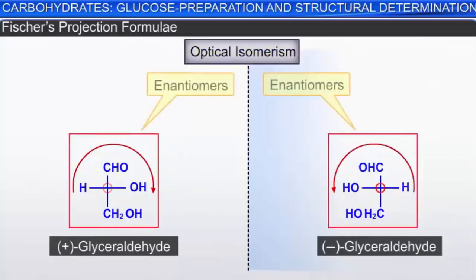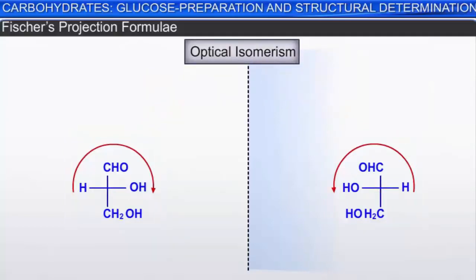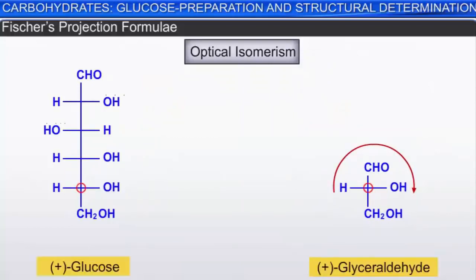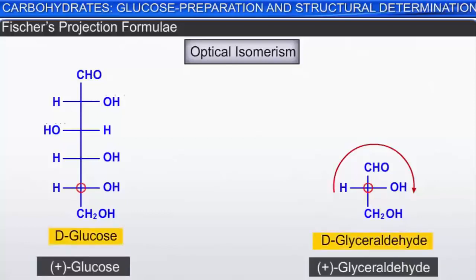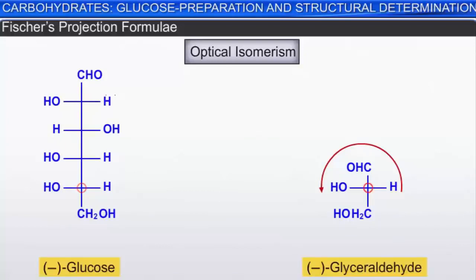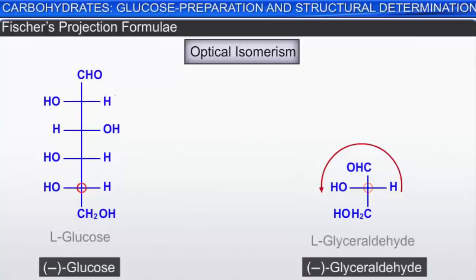Shown here are the two enantiomers of glyceraldehyde. The carbohydrate or monosaccharide that can be chemically correlated to the plus isomer of glyceraldehyde is said to possess D configuration. And the carbohydrate or monosaccharide that can be chemically correlated to the minus isomer of glyceraldehyde is said to possess L configuration.